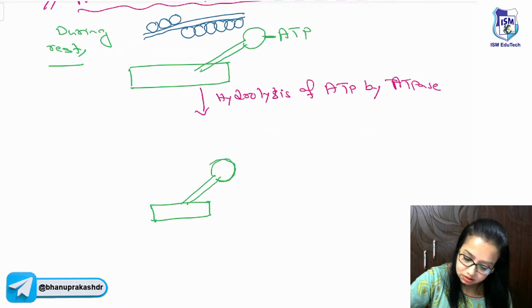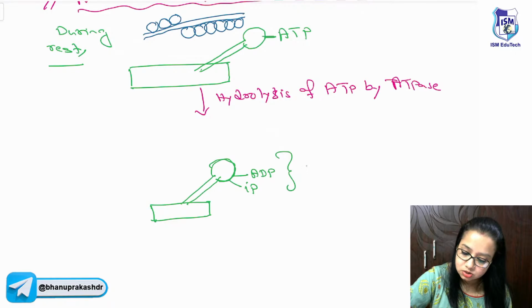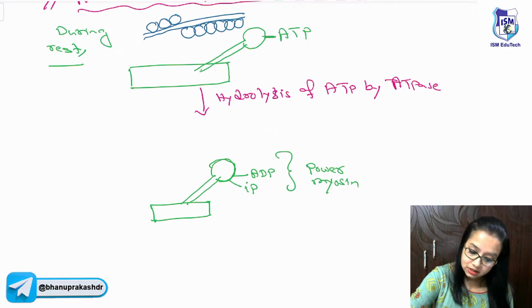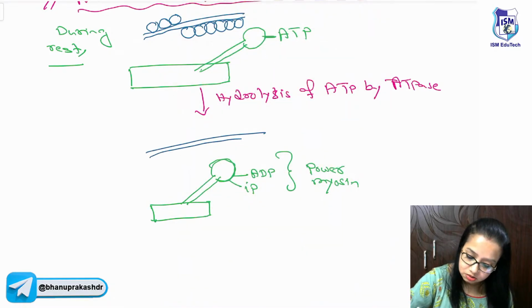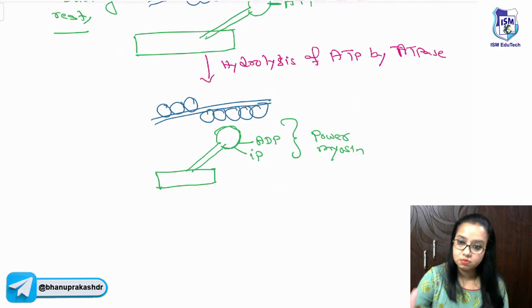Now here it will be ADP and Pi because ATP is broken. Now this myosin head, which is now having ADP and Pi after the ATP has broken down, is called the powered myosin. Now, the myosin is activated. It has gained power. But just at this step also, there is actually no binding with the actin. Okay, now this myosin is ready to bind onto the actin.